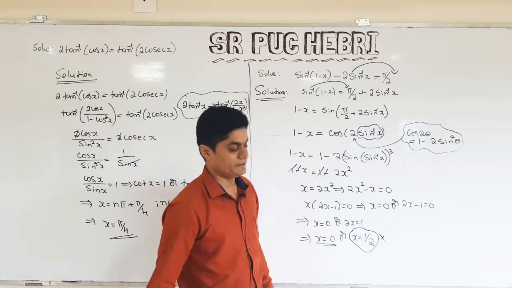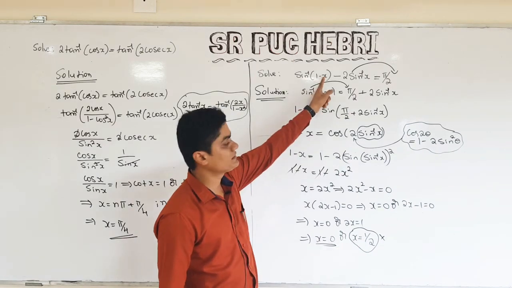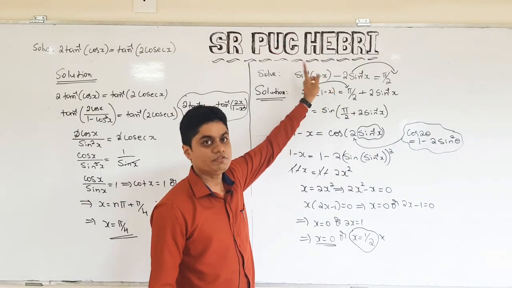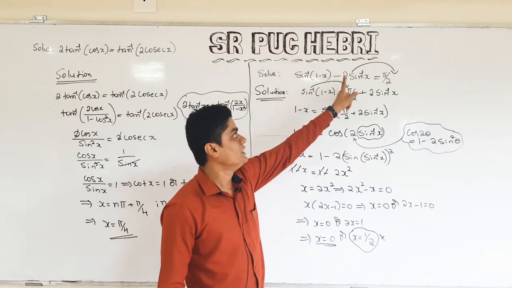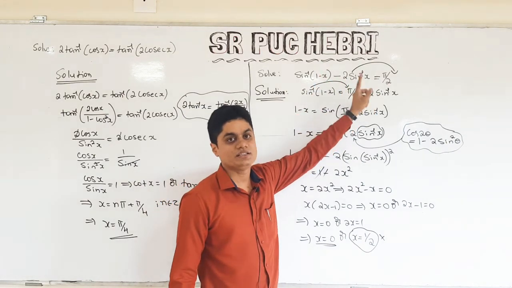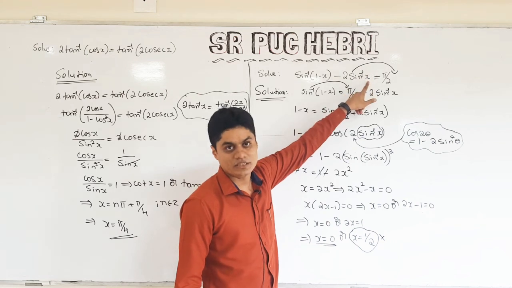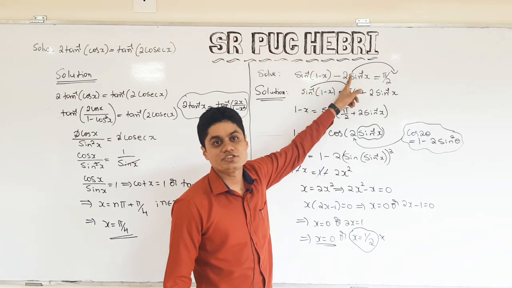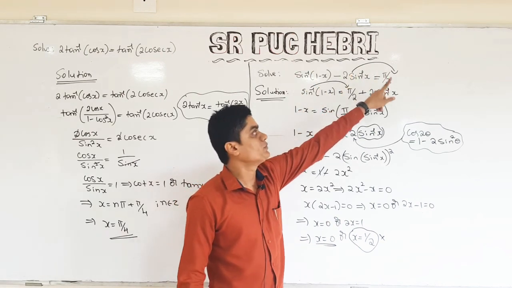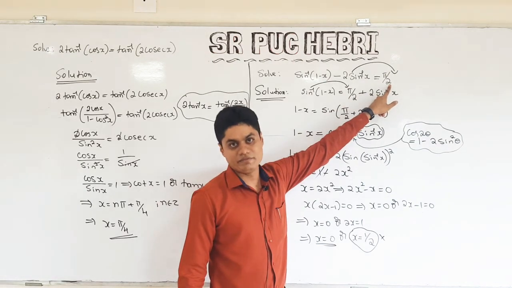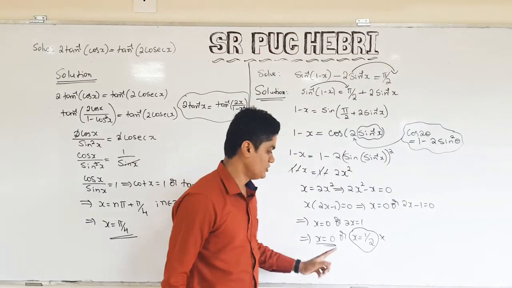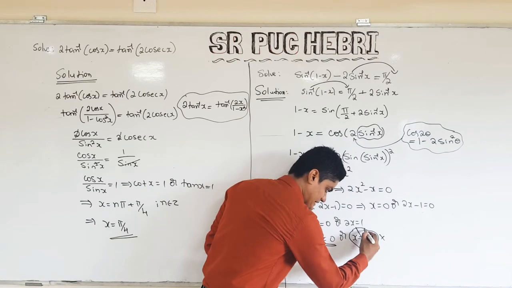Let me verify again. x equal to half. 1 minus half is how much? Half. Sin inverse of half is how much? 30 degree. 2 into sin inverse of half is how much? 30 degree. 2 into 30 degree is how much? 60 degree. 30 minus 60 degree is how much? Minus 30 degree. But what is the answer here? 90 degree. Will it match? Definitely no. So x is equal to half is not allowed.